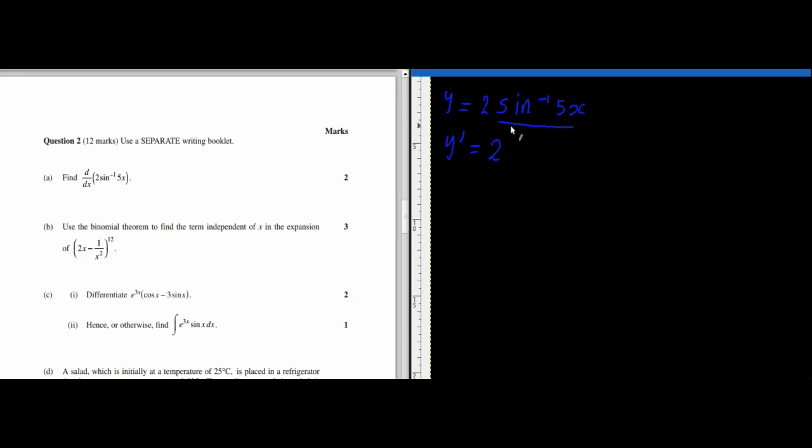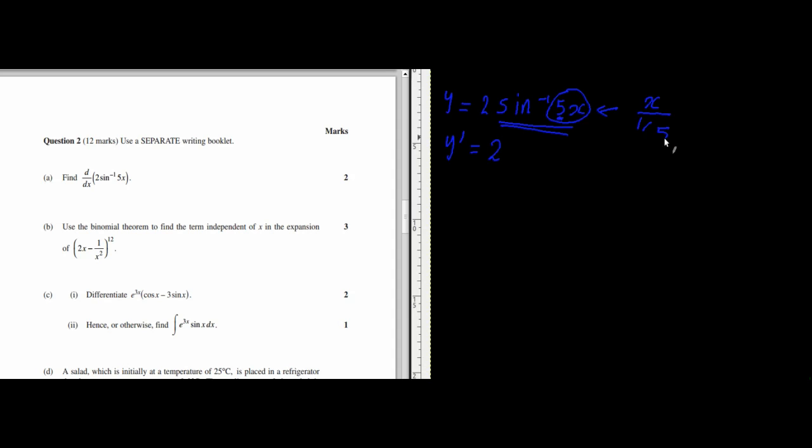y is equal to sine inverse of 5x. Alright, now the 2 shouldn't really bother you because it's a multiplied constant, so it's going to stay the same. Now this one, you can look at it straight out of your standard integral table. Yes, it's an integral table, but you can use the reverse to differentiate. So just remember this 5 over here, you can treat this as being x divided by 1 on 5. Right? So once you realize this, it's pretty straightforward.